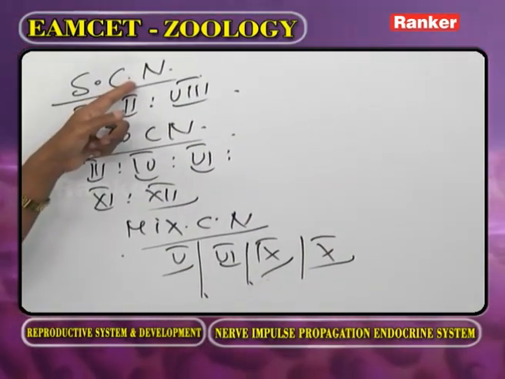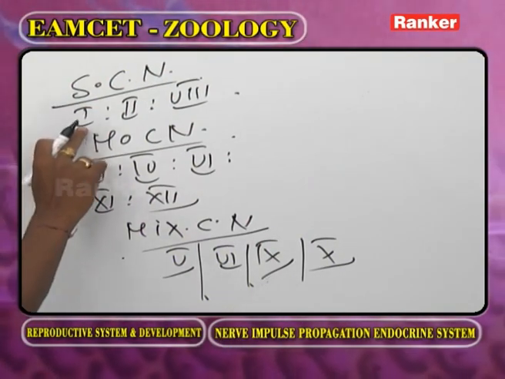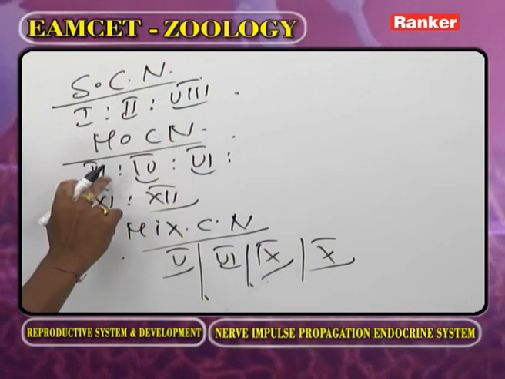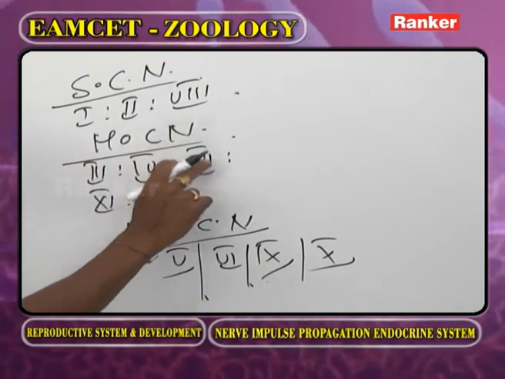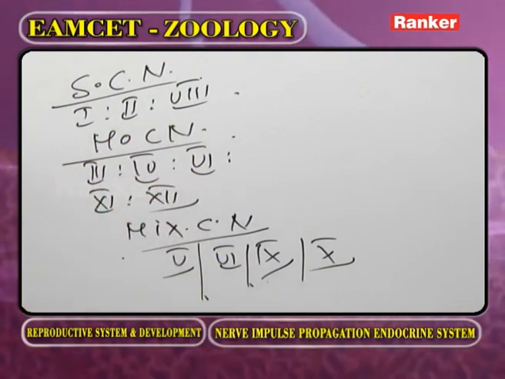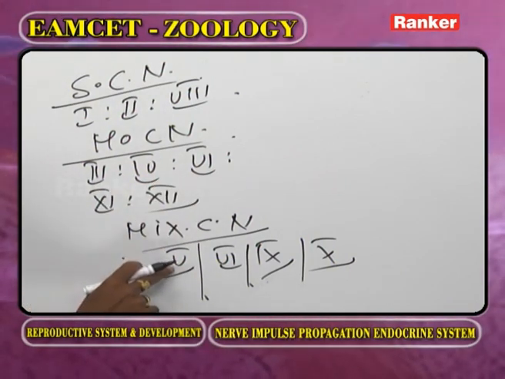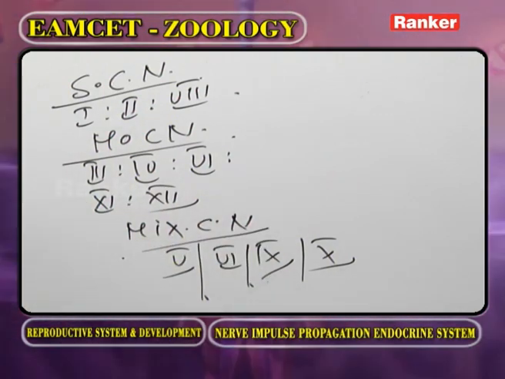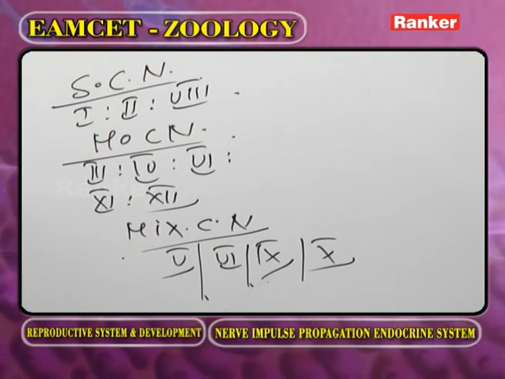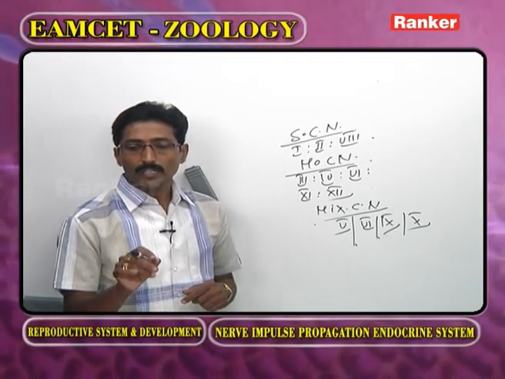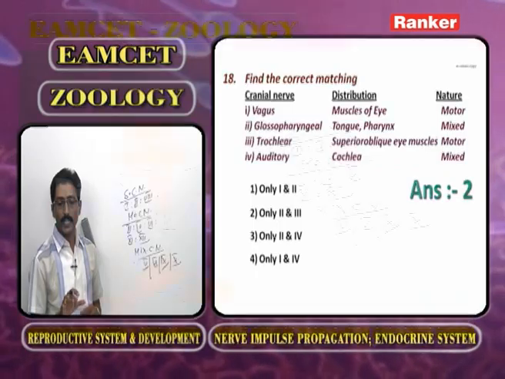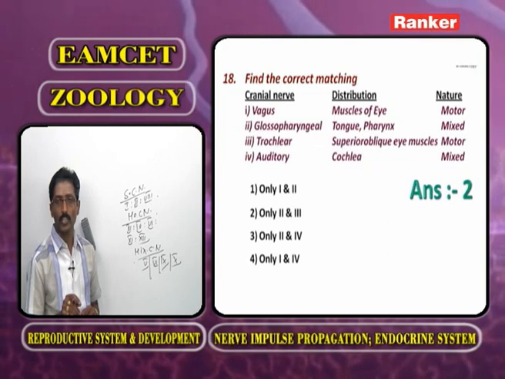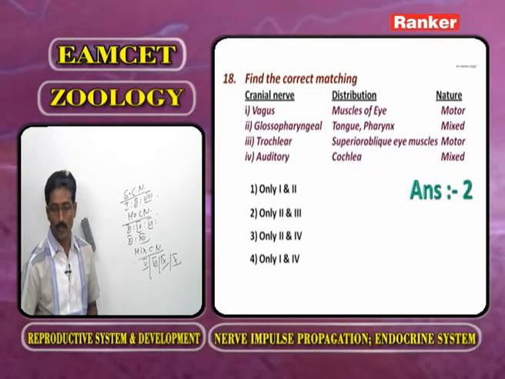What are purely sensory cranial nerves? First pair, second, 8th. And next, what are the motor cranial nerves? 3rd, 4th, 6th, 11th, 12th. What are the mixed cranial nerves? 5th, 7th, 9th and 10th. Now, auditory is purely sensory, but here they gave mixed. So what is the correct answer? The second and third, that is glossopharyngeal and trochlear. Now we go for the next question.